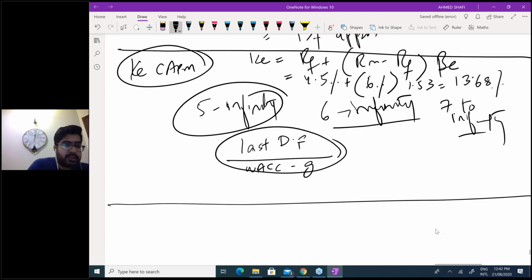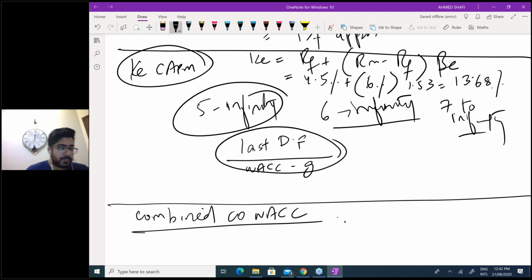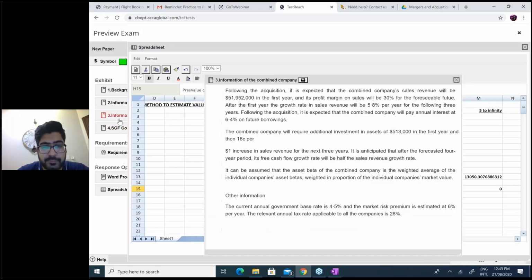Now we need to find the value of the combined company. Therefore, we need the combined company WACC, right? We don't need Fodder's WACC or Pursuit's WACC. We need the combined company's WACC. Let's see if the question gives the combined company's WACC. There is no information about it, so we need to find the combined company's WACC now.